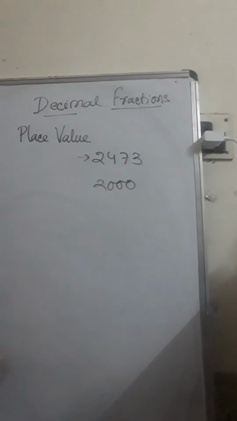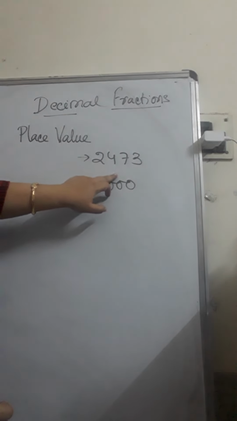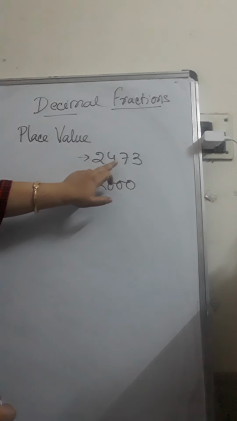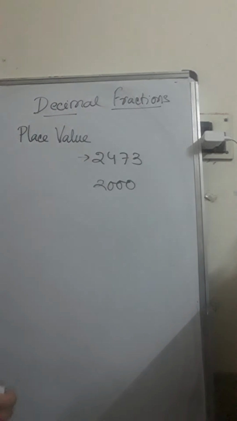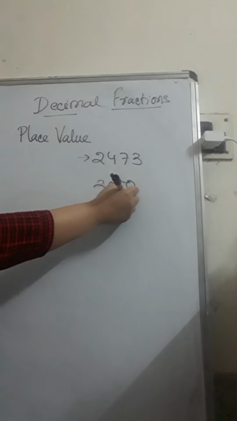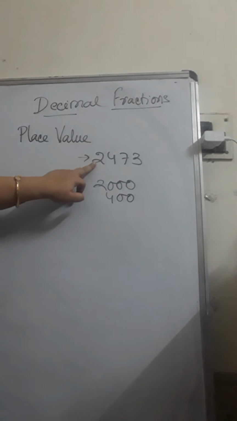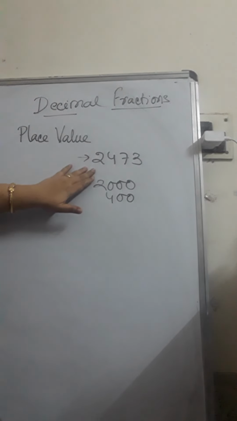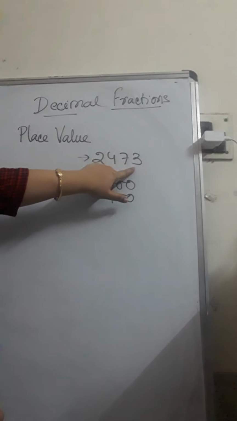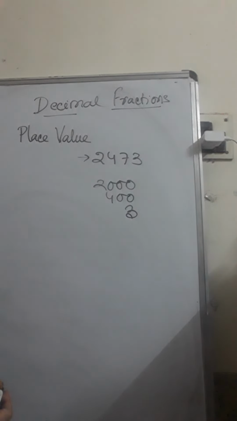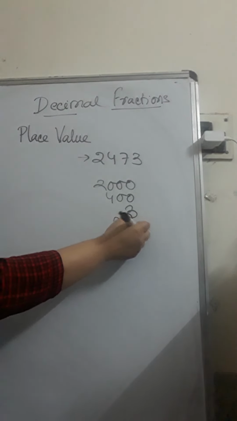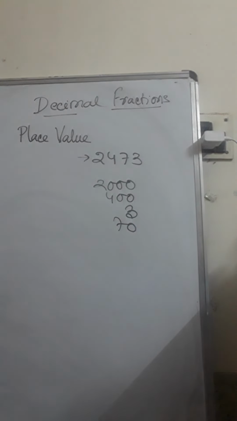What is the place value of 4? Place value means position. So 4 is in the hundreds place: units, tens, hundreds. So the place value is 400. 2 is in the thousands place, so the place value is 2000. 3 is in the units place, so the place value of 3 remains 3. And 7 is in the tens place, so the place value is 70.